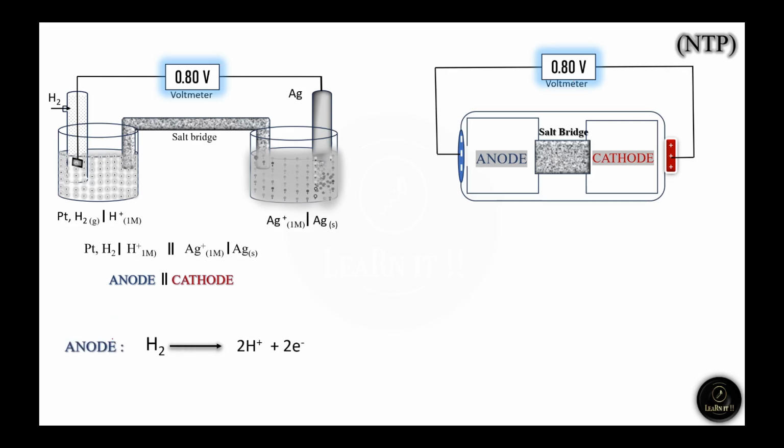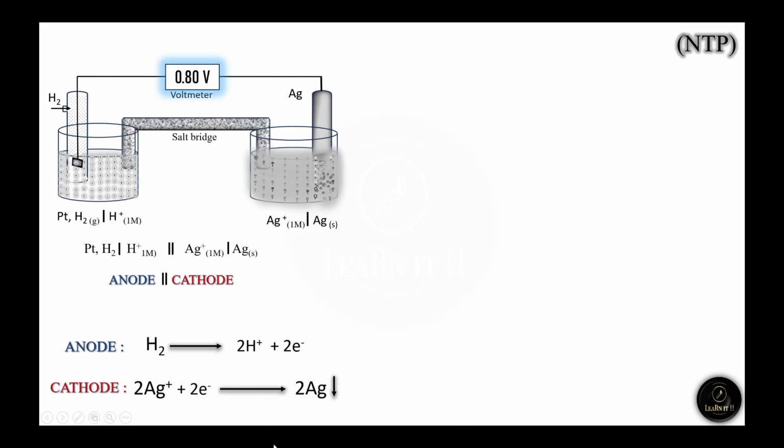So here the anodic reaction is again the same, that is the decomposition of hydrogen into H plus ions. In the cathode, silver is deposited. So this is the overall redox reaction.